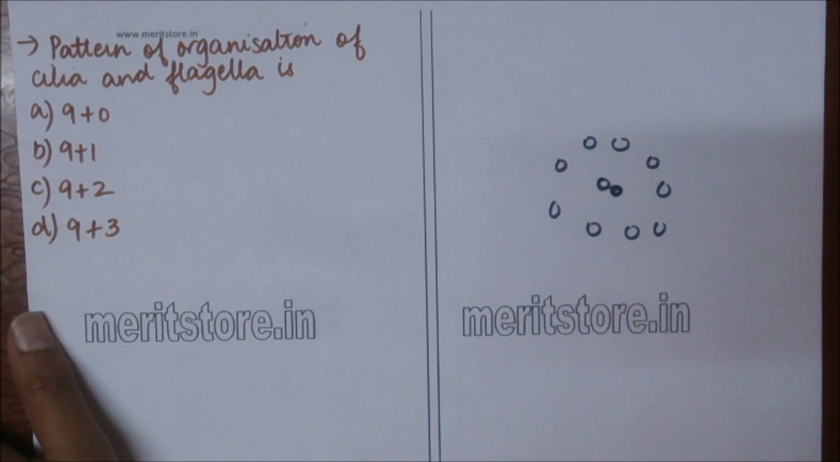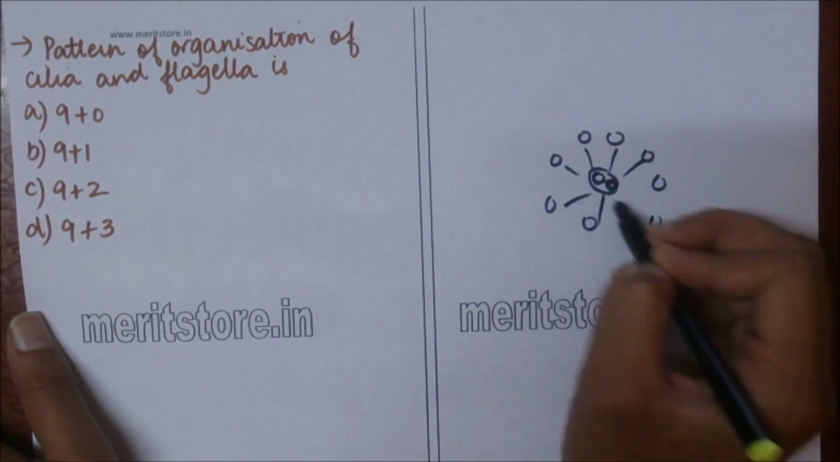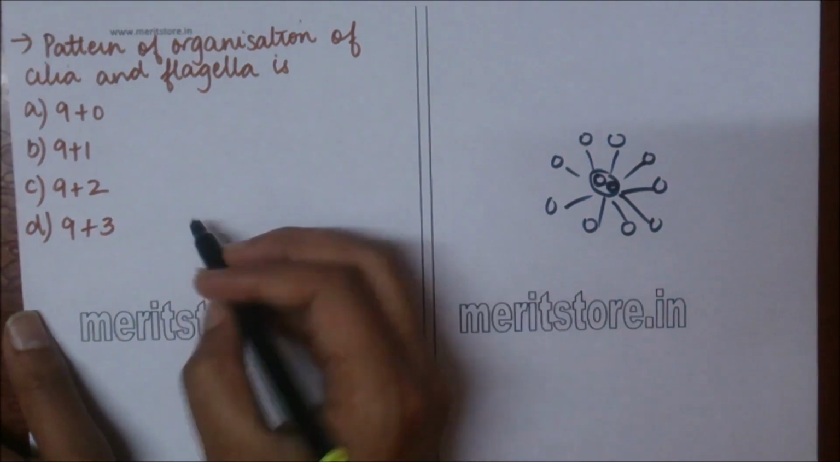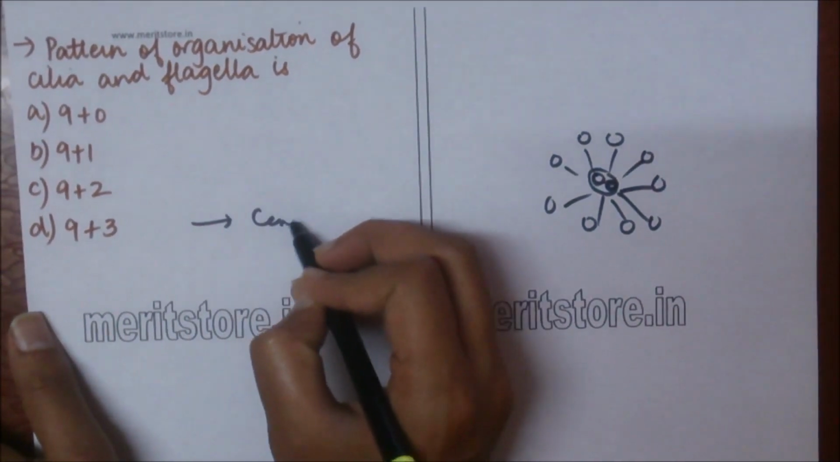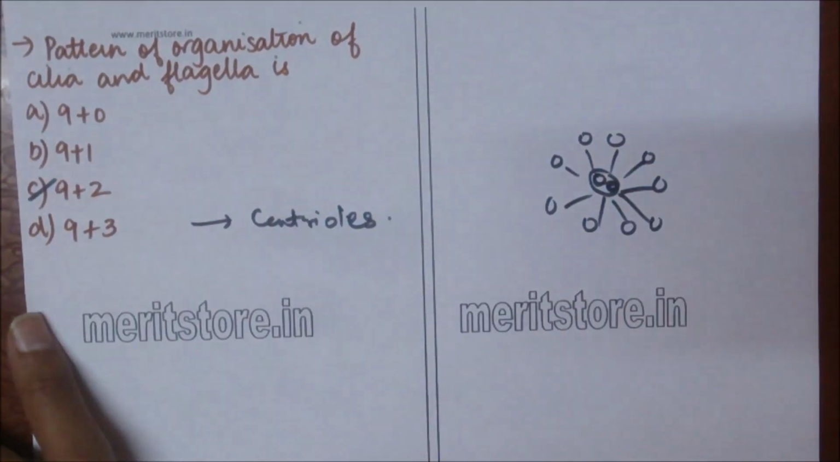These are covered by central sheath. And 9 plus 3 arrangement is seen in centrioles. So option C is the correct answer.